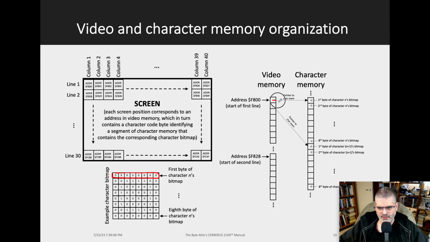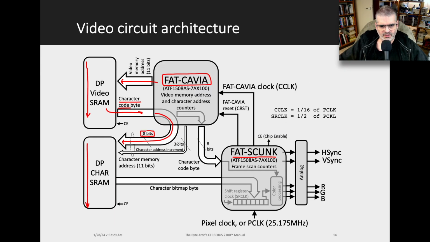And with the character code, we are pointing only to the memory position of the first byte of the character bitmap, but there are another 7 of them. So we need another counter that counts from 0 to 7. For that, you need 3 bits, and those are the 3 bits here. They are also produced by Fat Cavia by another internal counter.